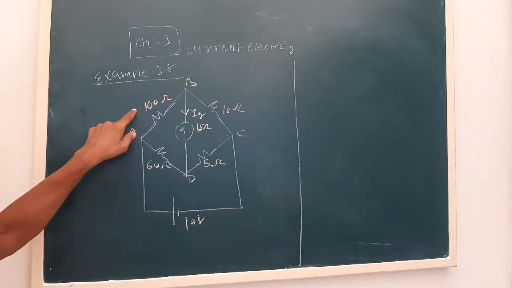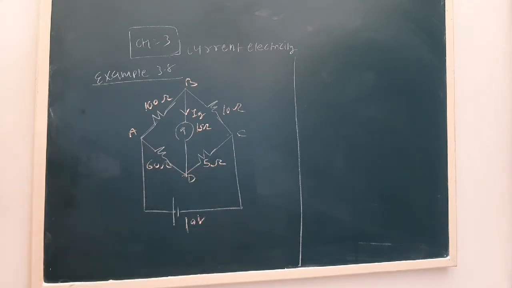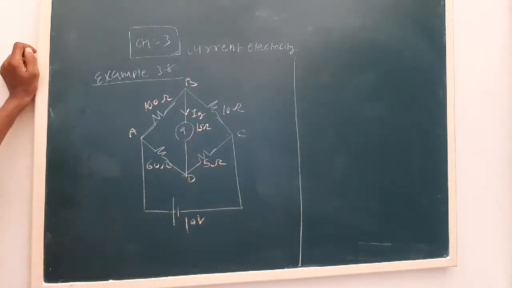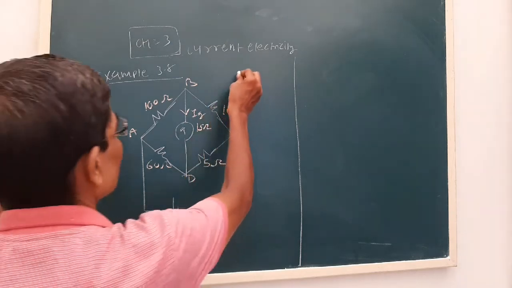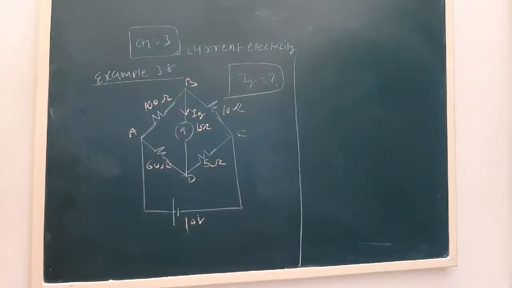The resistances are: AB is 100 ohm, BC is 10 ohm, AD is 60 ohm, and DC is 5 ohm. The galvanometer is connected between B and D, which has a resistance of 15 ohm. What we have to find out is the current in the galvanometer, Ig. We have to use Kirchhoff's second law as usual.